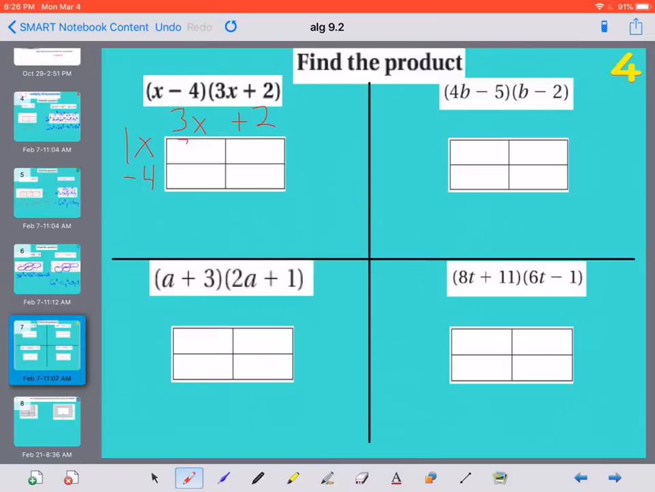1x times 3 is 3x. X times x is x squared. 1x times 2 is 2x. Negative 4 times 3 is negative 12x. And negative 4 times 2 is negative 8. So if we combine the x's, we get 3x squared. Negative 12 plus 2 is negative 10x minus 8.